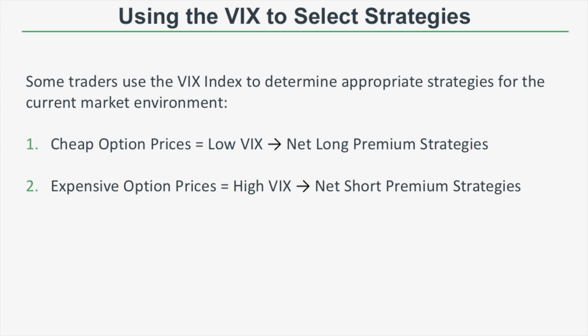Another reason people are interested in the VIX is because it helps them select appropriate strategies for the current market environment. When option prices are cheap, the VIX is low, and people sometimes prefer to focus on net long premium strategies because those strategies benefit from increases in implied volatility. On the other hand, when option prices are expensive, the VIX is high, and people prefer to focus on net short premium strategies because net short premium strategies profit when volatility falls.